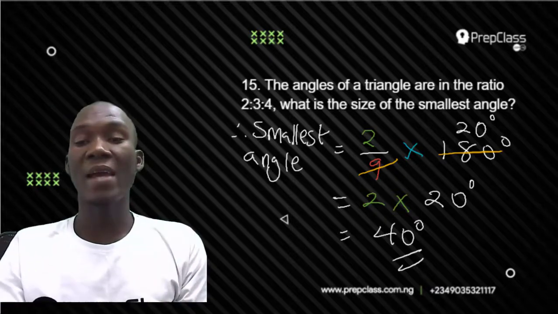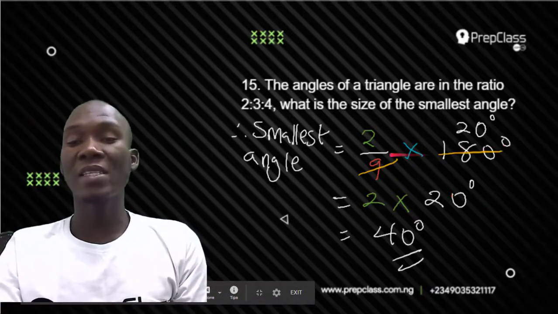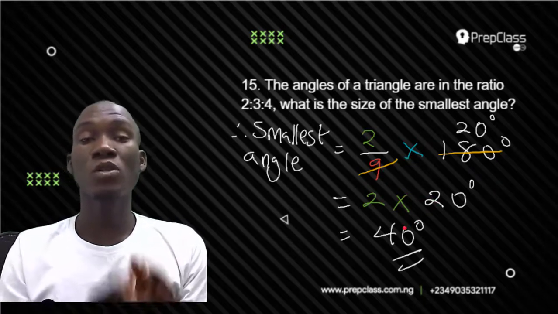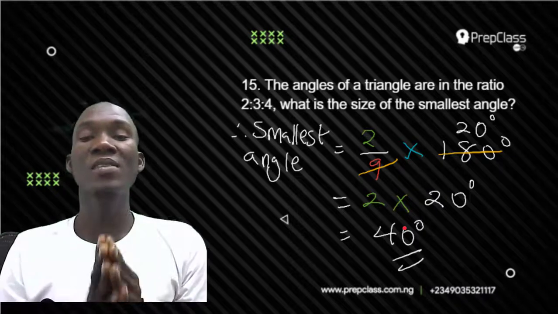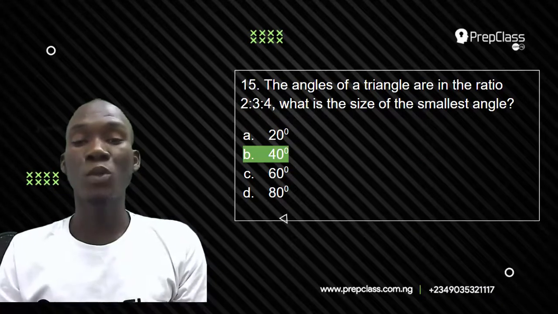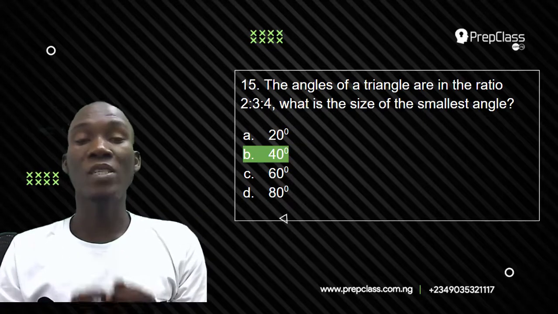So now 2 over 9 multiplying 180, we can divide. 9 divided by 9 is 1, and 180 divided by 9 is 20. So now we have to multiply 2 and 20. So we have 2 multiplied by 20 degrees, and that gives us 40 degrees. So this means the smallest angle is 40 degrees, and the correct option is option B, 40 degrees.